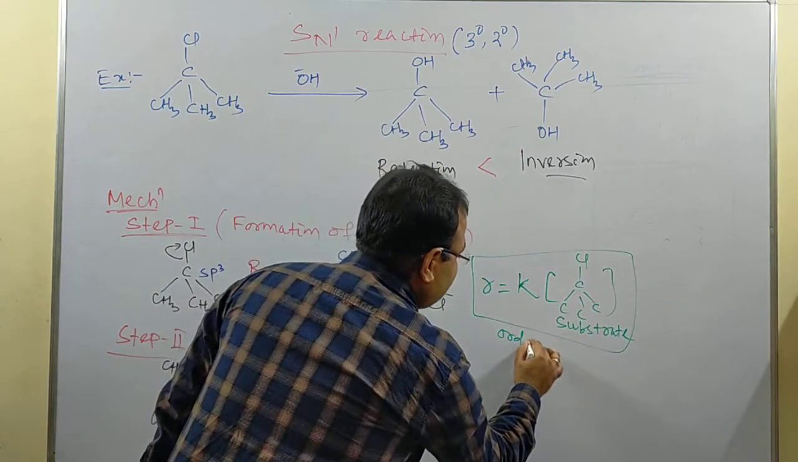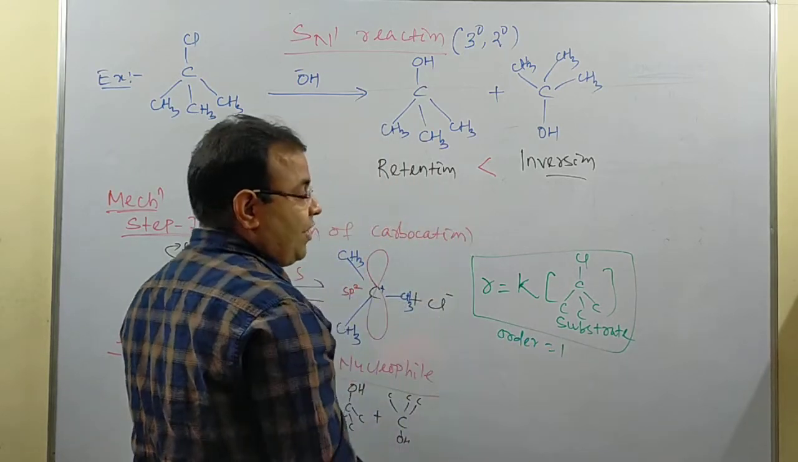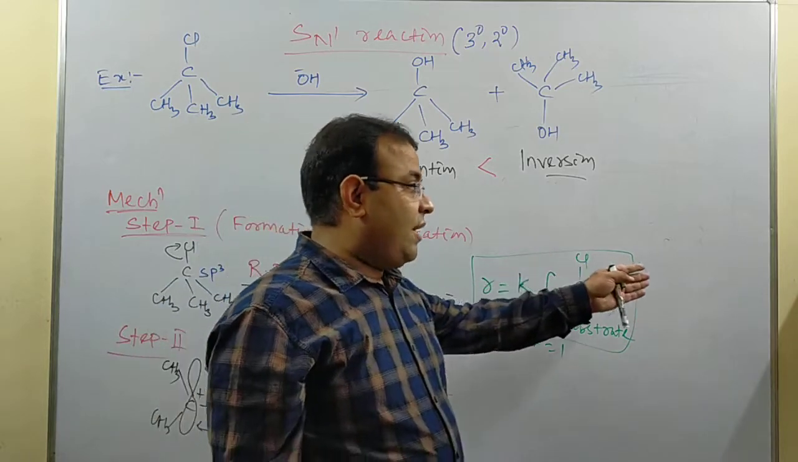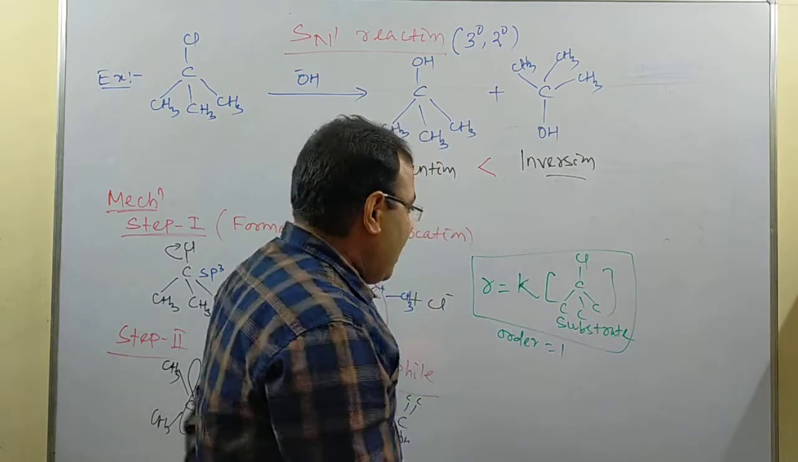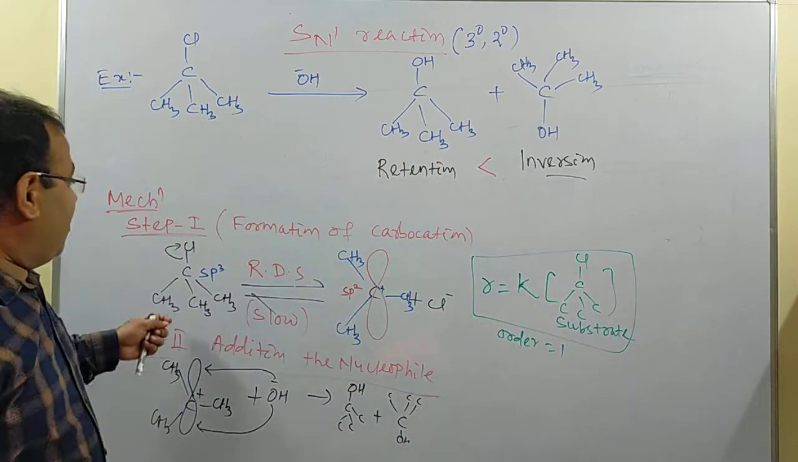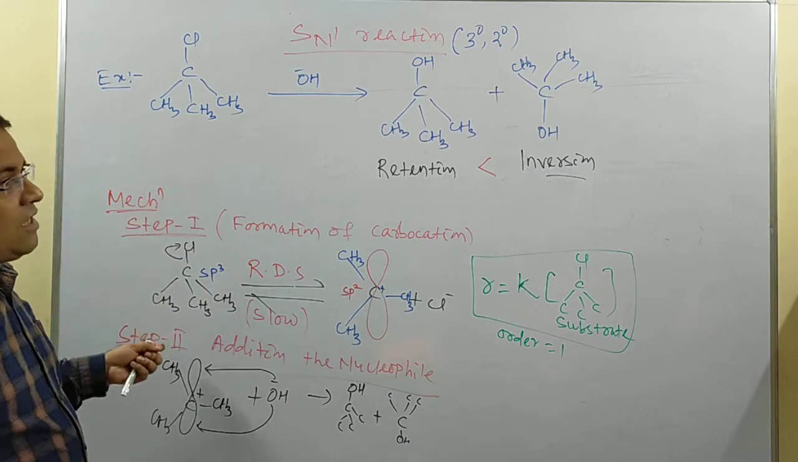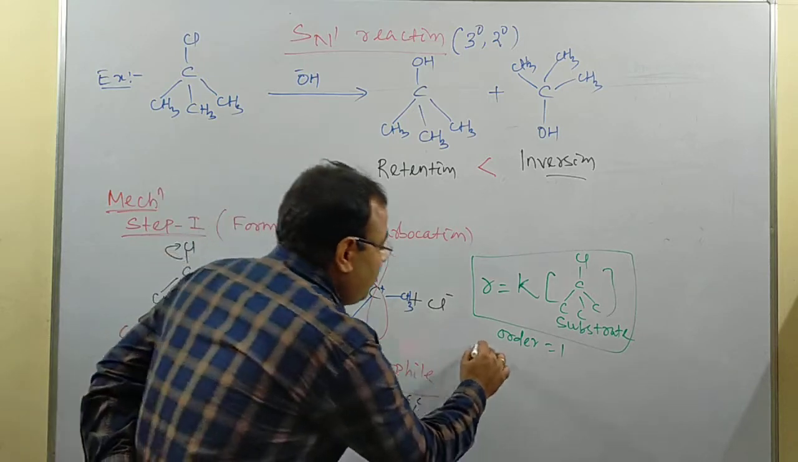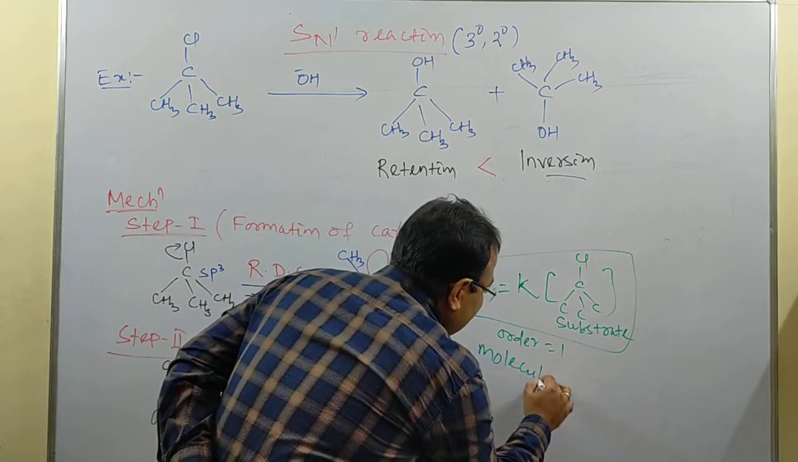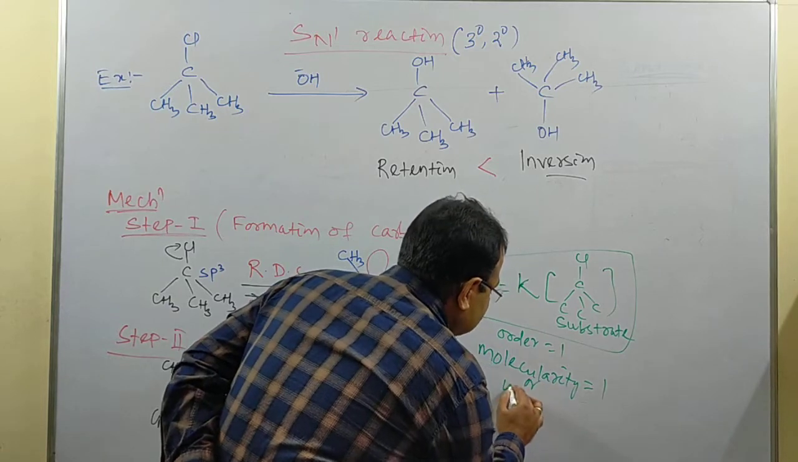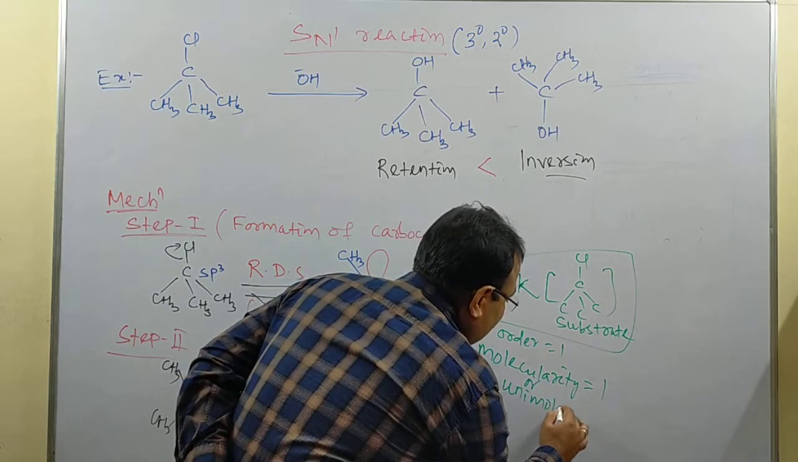So the order is 1 here because it is the sum of the exponents in the rate law. Since no other reactant is there, the order is 1. Also, one molecule is reacting, one molecule is broken down, one molecule is changing its hybridization as well as the geometry. So molecularity is also 1. That's why we can say it is unimolecular.